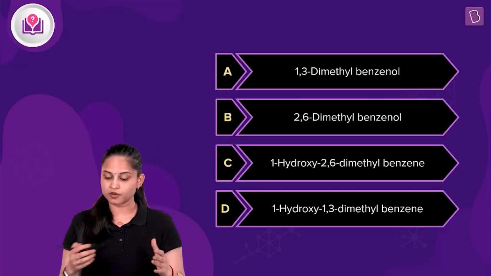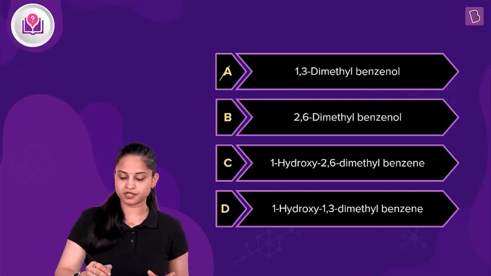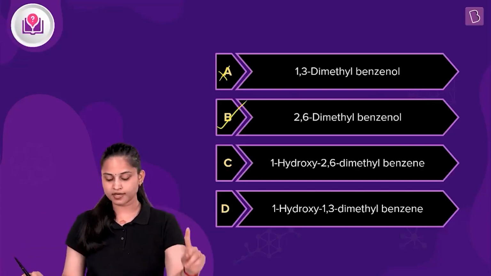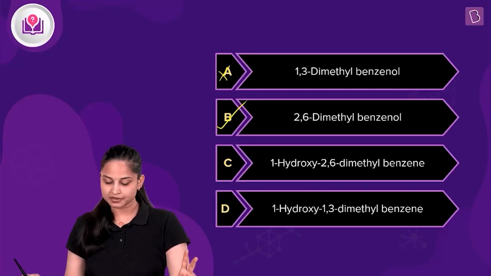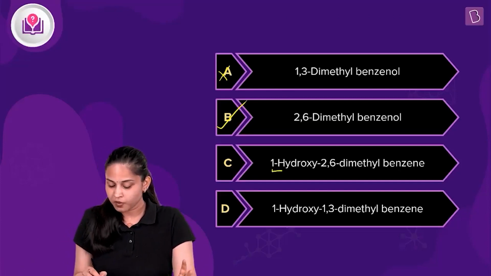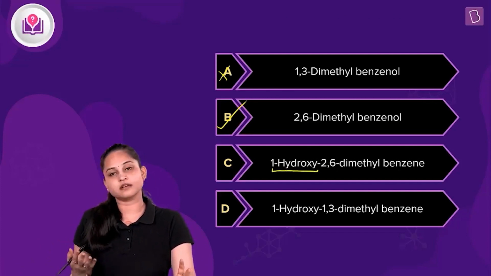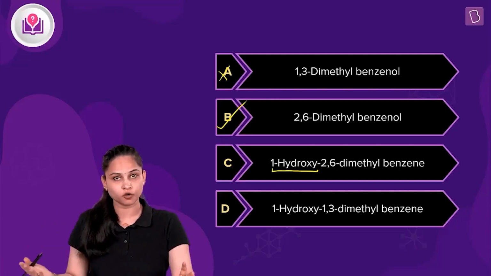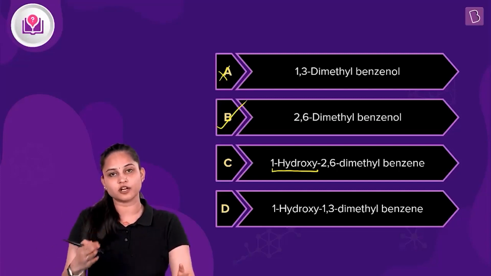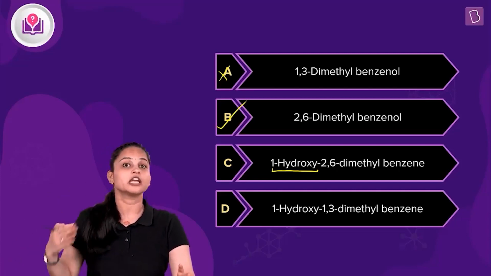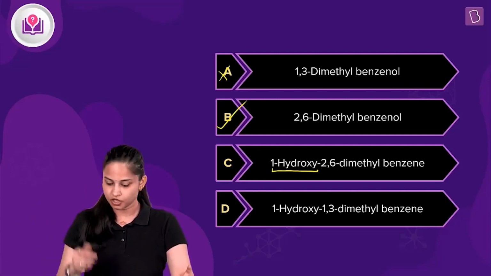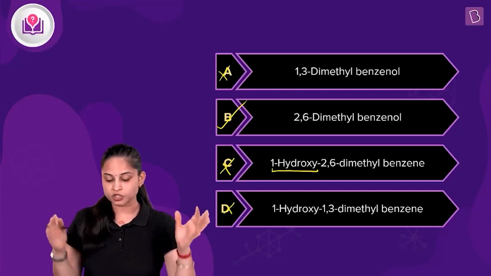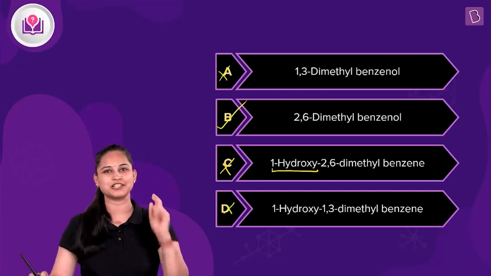Over here it's 1, 3 dimethyl benzenol. Absolutely wrong. 2, 6 dimethyl benzenol. Absolutely right. 1 hydroxy, 2, 6 dimethyl benzene. See, why are we taking hydroxy as a prefix? It has to be used as a suffix because it's actually the functional group. Priority has been given to the functional group and it will be used as suffix, not prefix. So absolutely wrong. 1 hydroxy, 1, 3 dimethyl benzene, wrong. Only option B is the right answer to this particular question.